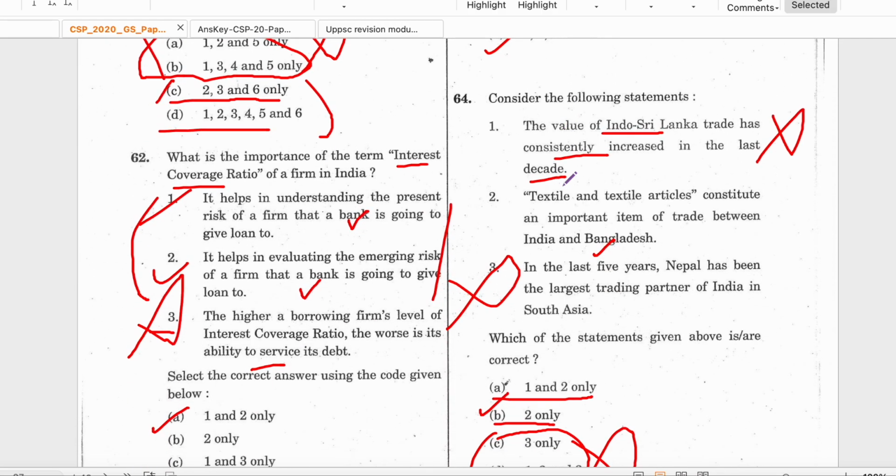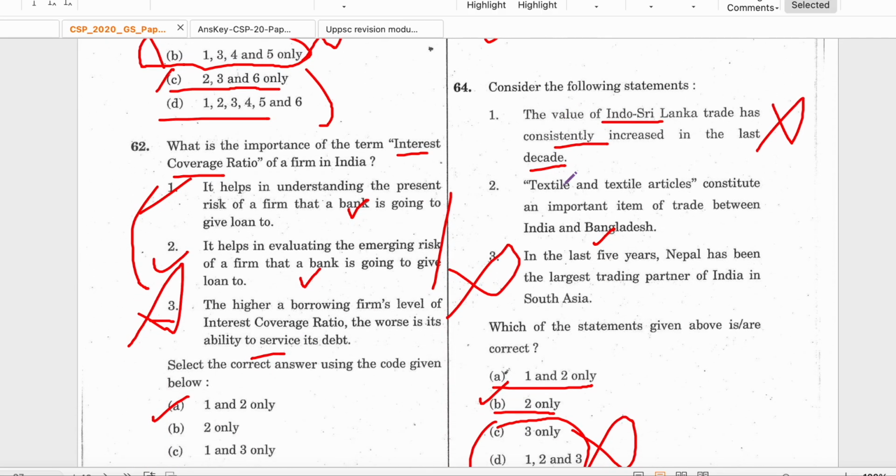Easy question. Consider the following statement. The value of India-Sri Lanka trade has consistently increased in the last decade. 10 years में consistently India Sri Lanka के trade में increase हो रहा है? मतलब इतना ज़्यादा hiccups होते हैं India Sri Lanka relation में, 10 years तक steadily, consistently increase? तो ये consistently increase unless it is given in the Economic Survey. I have given you the notes of Economic Survey, उसमें I have highlighted what is steadily increase. If it is not there, then 99% of the time it will be wrong, especially in the trade relations.